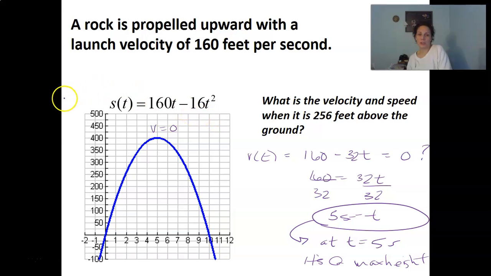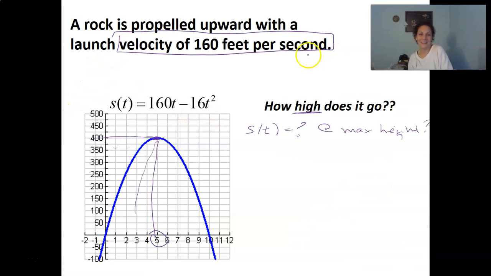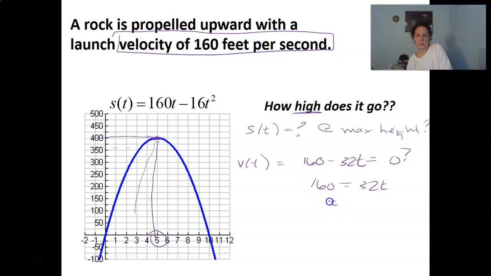The question is, am I on the wrong slide? I sure am. Oops. Let me rewrite that for you since I accidentally bumped myself forward. When does velocity equal 0? That's going to be 160 equals 32t, or when t equals 5. So at t equals 5 seconds, it reaches max height.